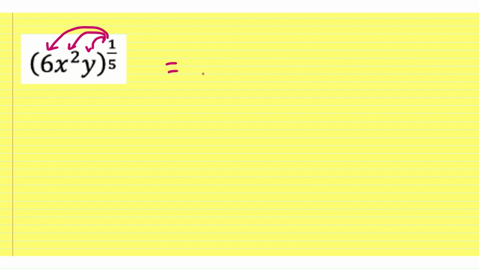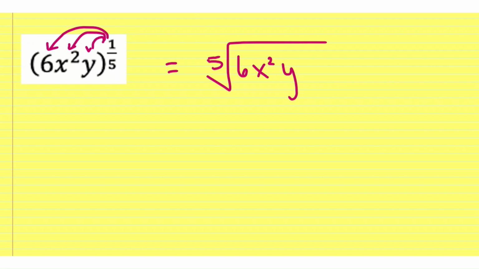So that means that I'm going to have the 5th root of all of these things, 6x squared and y. Okay, so do I have factors of 6 where I would have 5 of the same factor? No. So I'm going to have to leave that in the house. Do I have at least 5 x's so that I would have 5 factors of x? No. So that's going to have to stay in the house.